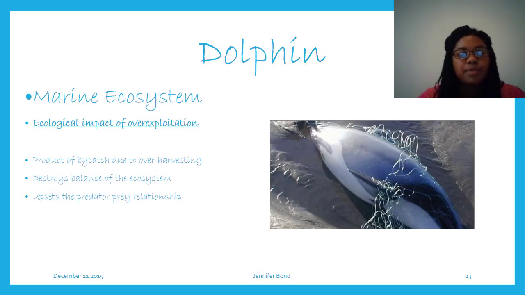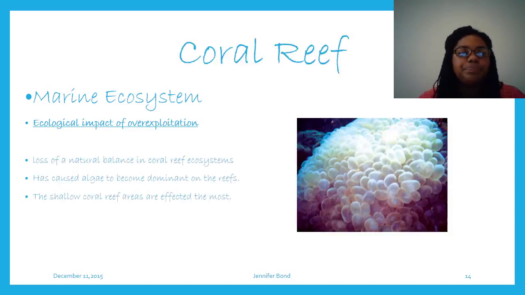Dolphins are also a part of the marine ecosystem. They are a product of bycatch due to overharvesting, which basically means that when fishermen are fishing for a particular type of species, they accidentally end up catching dolphin, or the dolphins get stuck in the nets. And this destroys the balance of the ecosystems, upsets the predator and prey relationship, and also causes the unnecessary deaths of a lot of dolphins that are caught.